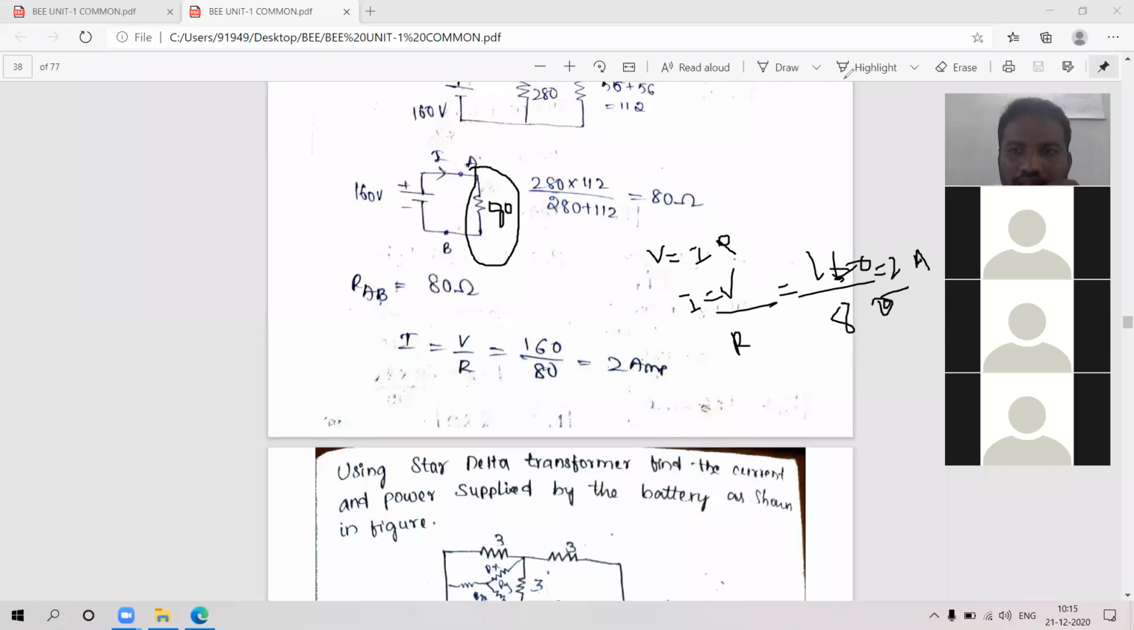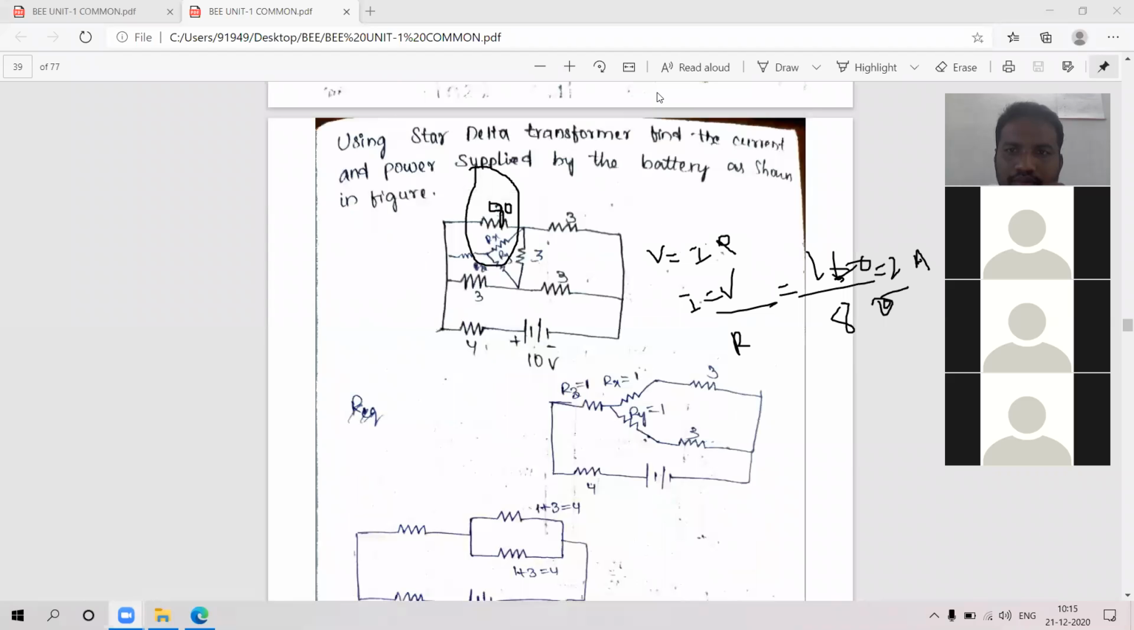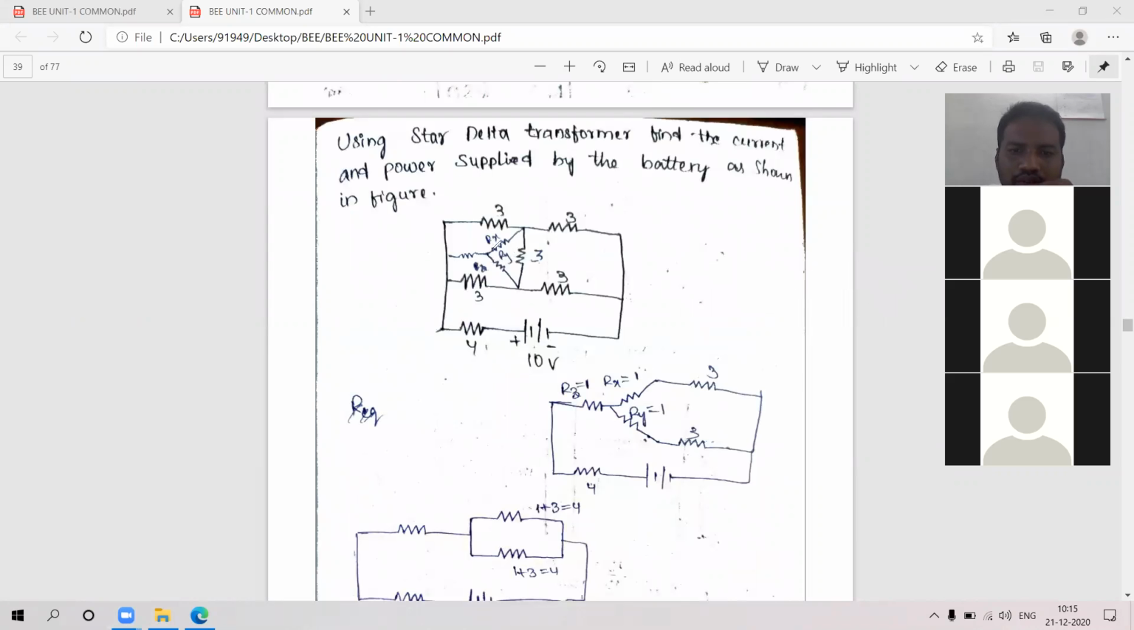Okay. All of you, again, take one more problem. Using star delta transformation, not transformer, transformation. Don't write Rx, Ry, Rz initially. That is the hint. Only the question will be like this: these 3 ohms, 3 ohms, 3 ohms, 3 ohms, and 3 ohms. Inside, Rx, Ry is the next step you have to take using star delta transformation. Find the current and power supplied by the battery as shown in figure.